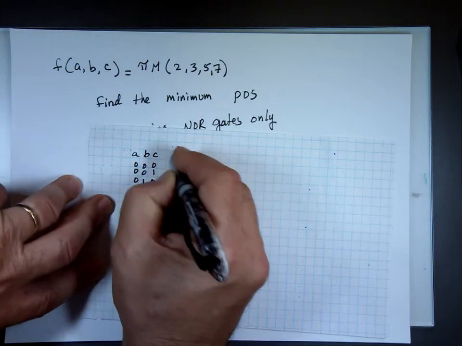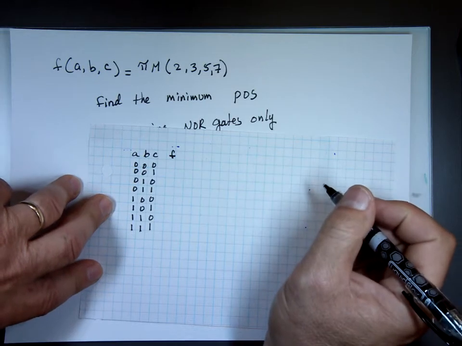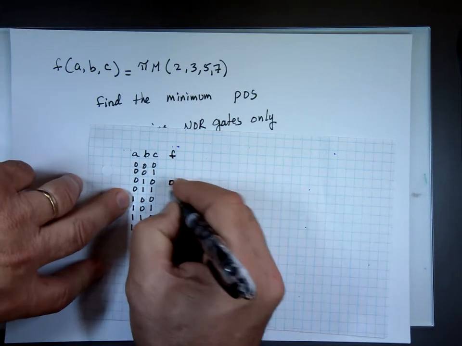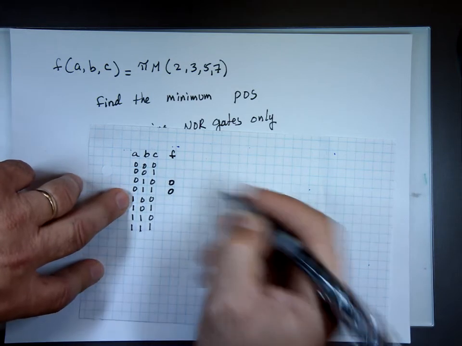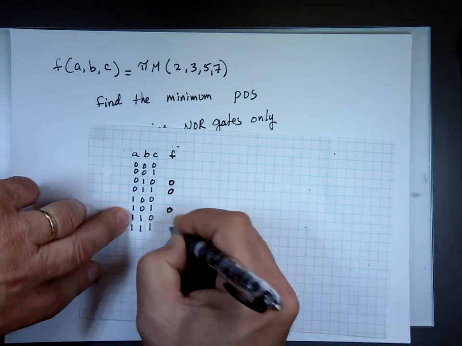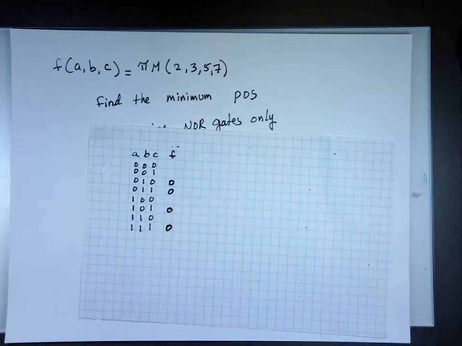So what is F going to equal to? This tells you where the zeros are. At 2, which is right here. At 3, right here. At 5, right here. And at 7, right here. That's where the zeros are, at 2, 3, 5, and 7. So it has to have at least one 0.